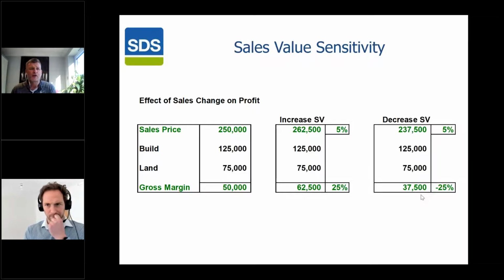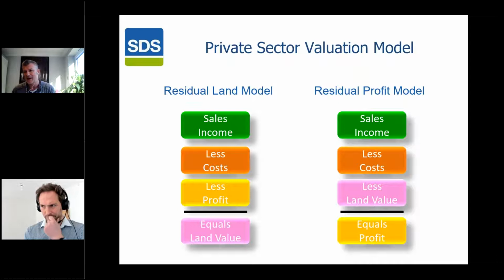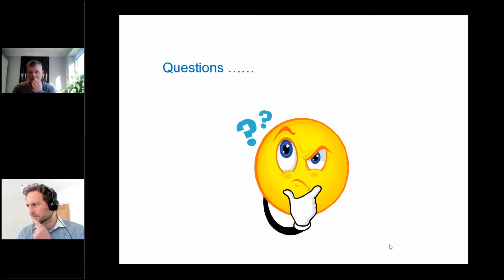So again, let's remind ourselves of the two options that we have. We have the residual land model, which equates to our land offer: our sales price, less our costs, fixing our profit, equals our land value. The other way around is our profit model, which is our sales income less our costs, fixing the land value, equals our profit. That's what I wanted to start with, so you can focus on that, and I'm going to model that now in Land Val.